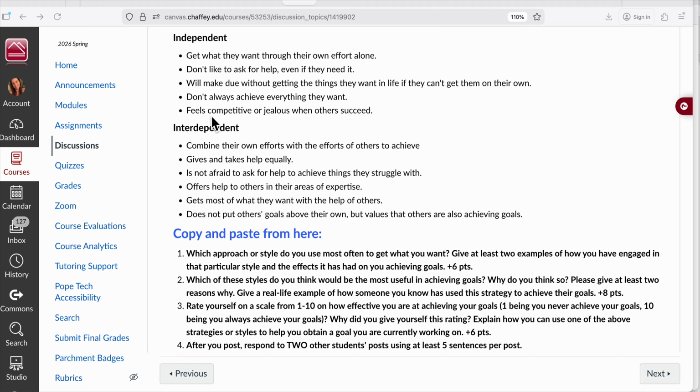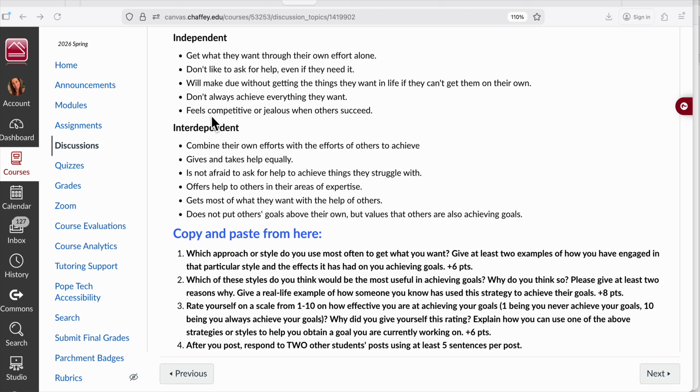Independent people can get what they want through their own effort. But when it comes to things they can't do on their own, let's say you're a really independent person, but you really suck at math and you need help. An independent person is like, I don't need help. I'm going to figure it out on my own. I'm not going to see the tutor. I don't need a tutor. If I can't figure it out on my own, I don't deserve to be successful then.